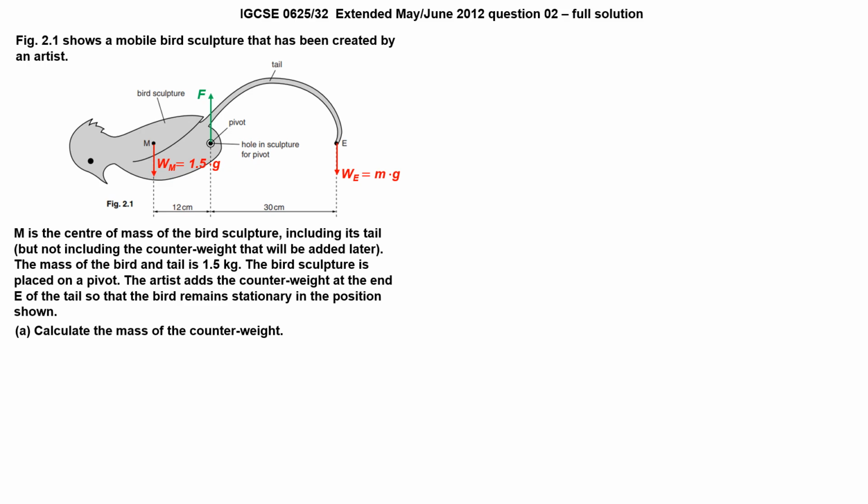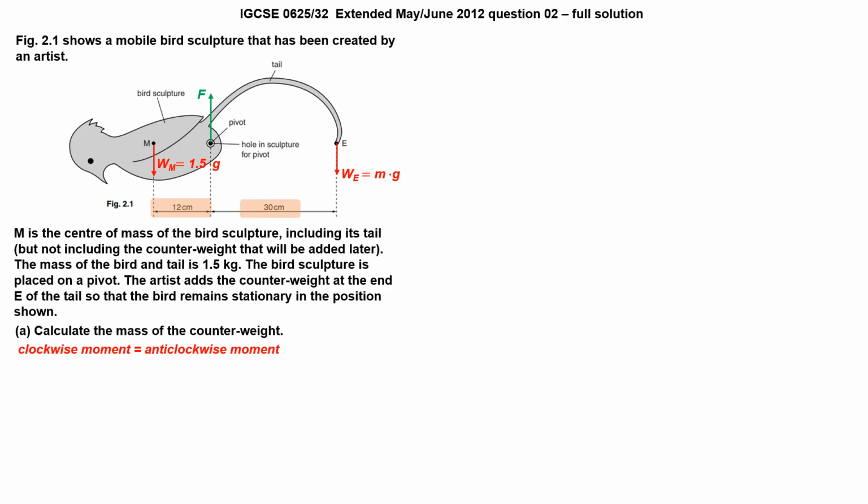The bird sculpture must be balanced around the pivot. The total torque on the pivot is zero, which means the clockwise moment must equal the counterclockwise moment. The distance from the pivot to the center of mass of the bird sculpture is 12 centimeters, and the distance of the counterweight is 30 centimeters.